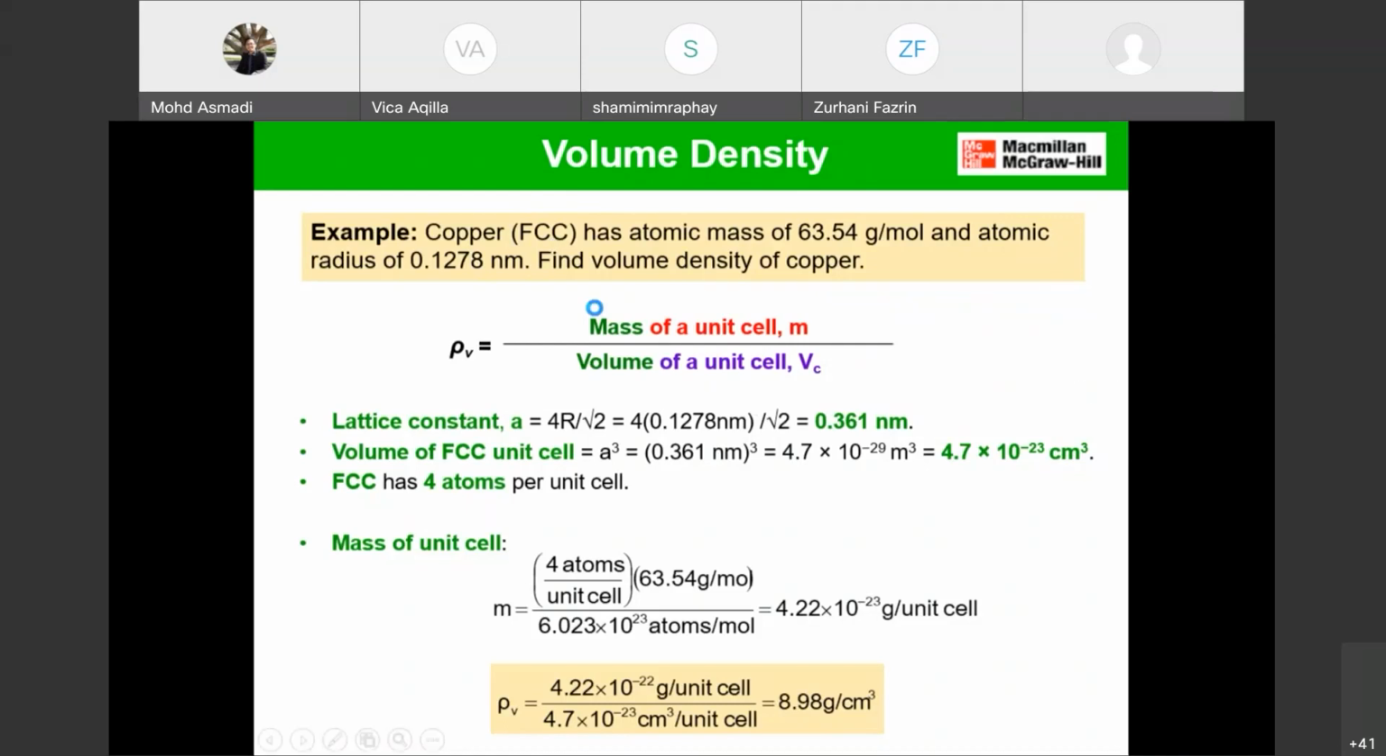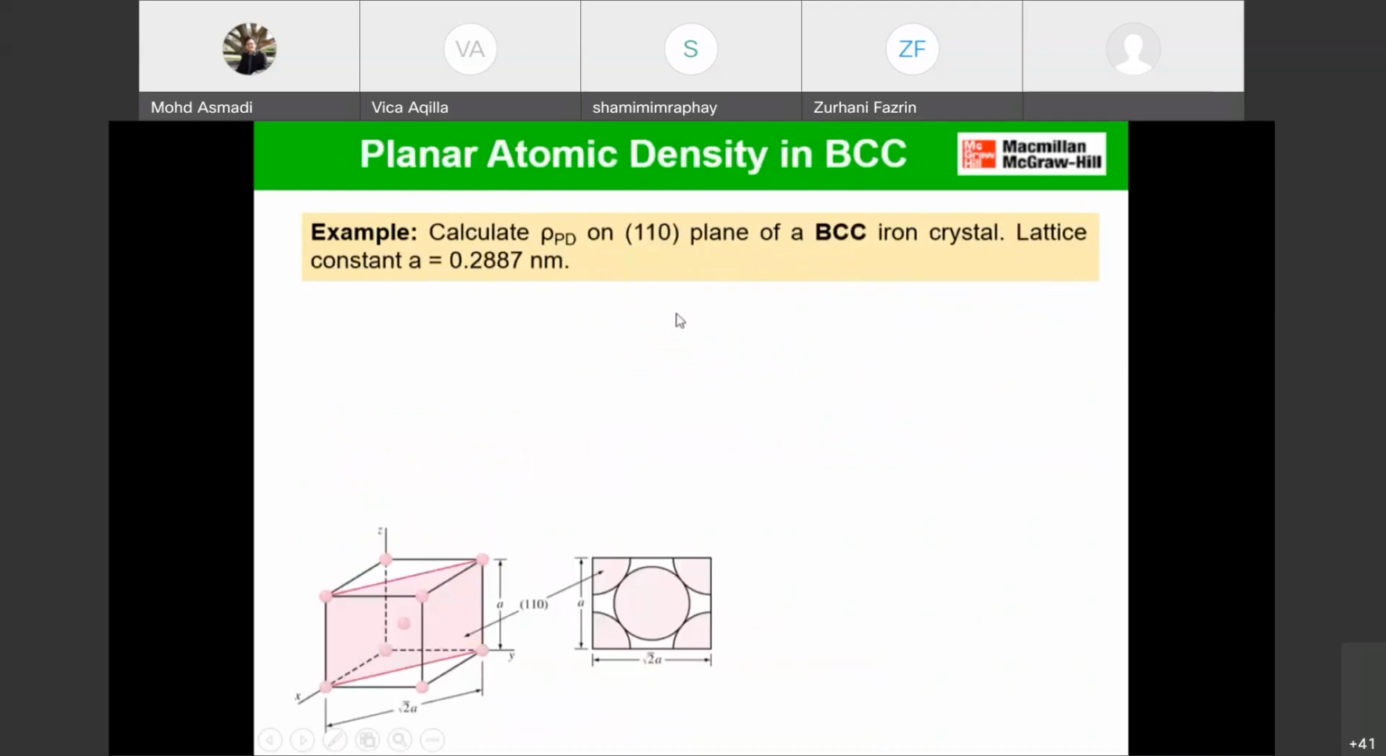Okay. For the planar atomic density, the plane given is 110. This is the plane. How many atoms are crossed, for FCC and BCC? Because there is a body center of the cube here, it becomes like this. There is one full atom here, one atom crossed here, and these are 1/4, 1/4, 1/4, 1/4. The lattice constant is 0.287, and the lattice constant is a.